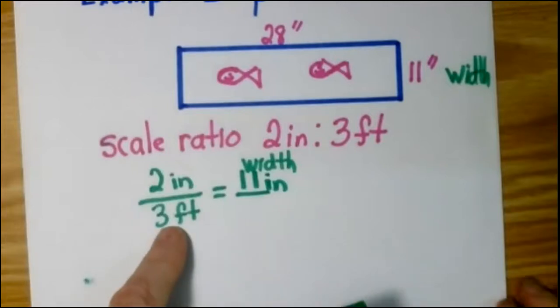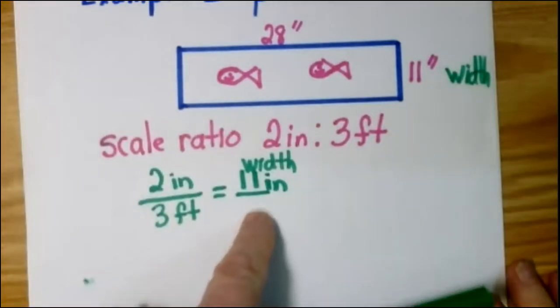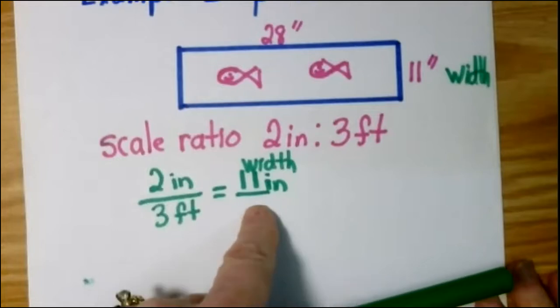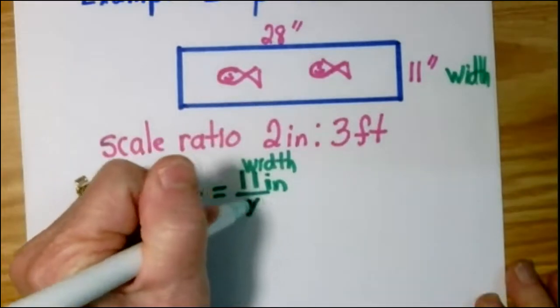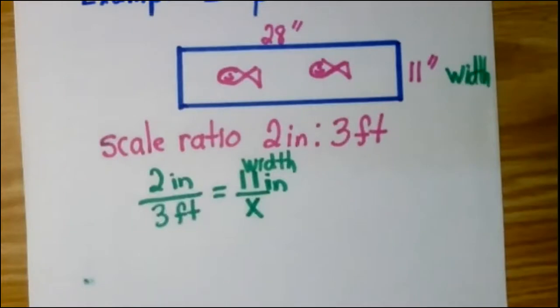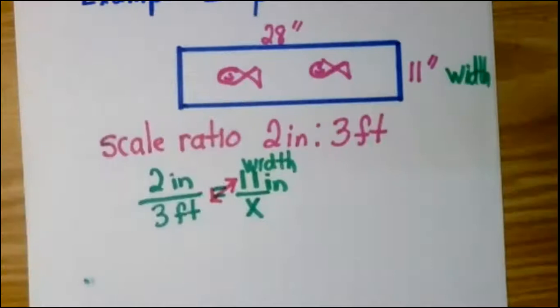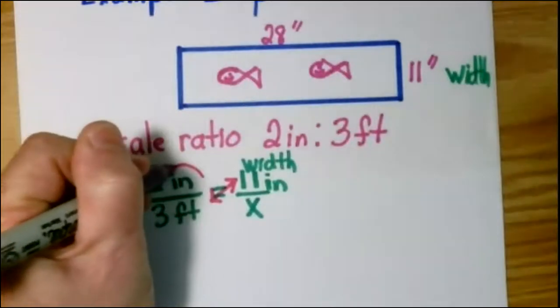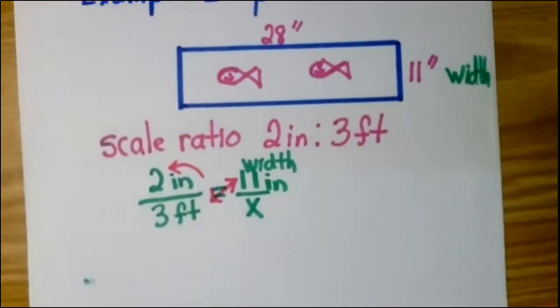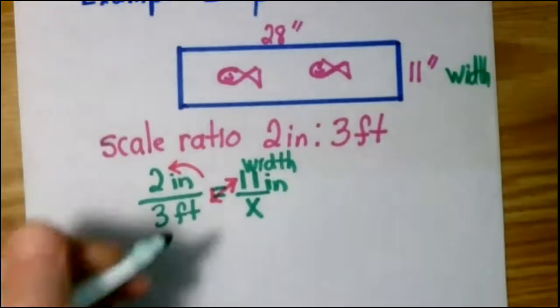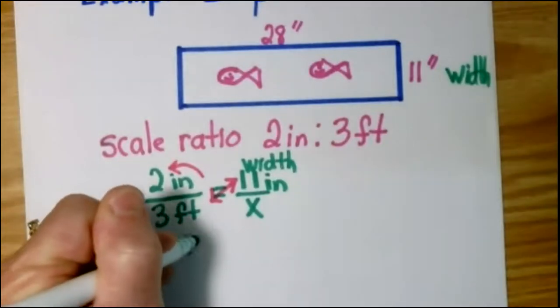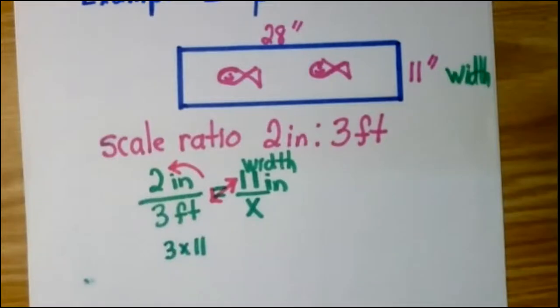And the 3 feet, we don't know what the actual wall is in width. That's what we have to figure out. So we're going to make that be our X. That's our missing piece. And now if you remember how we solved percent problems, we cross-multiplied the 2 we knew, and then we divided by the 1 that was left. So we're going to do that to find the width. So we're going to multiply 3 times 11. Right? What's 3 times 11?